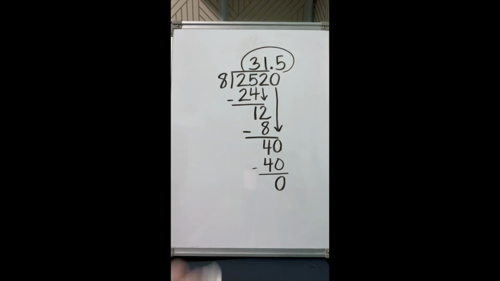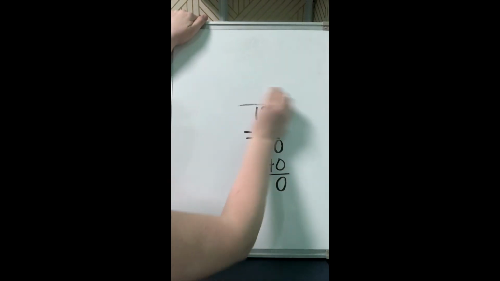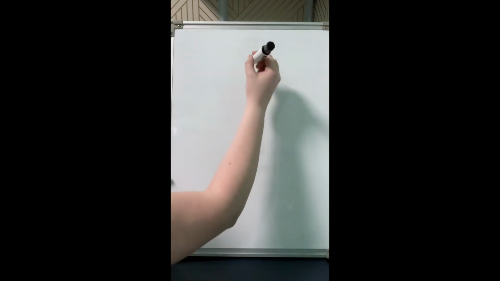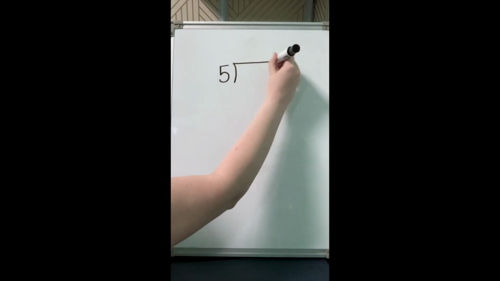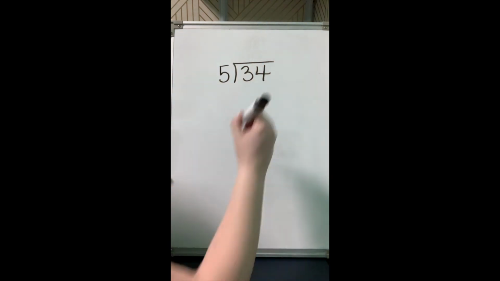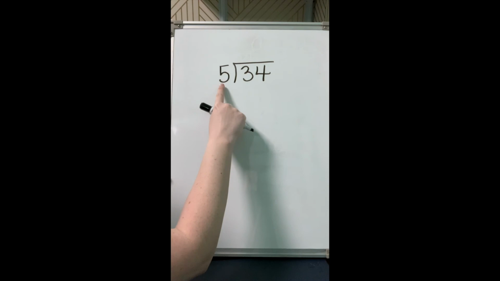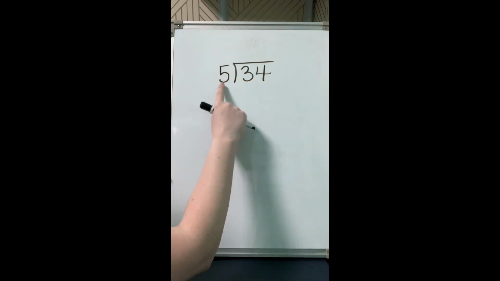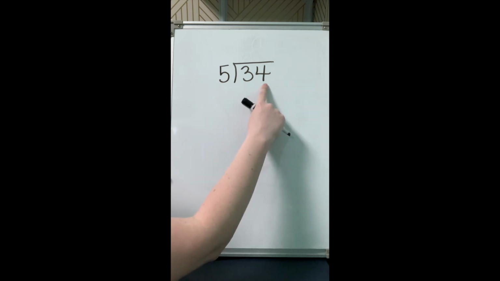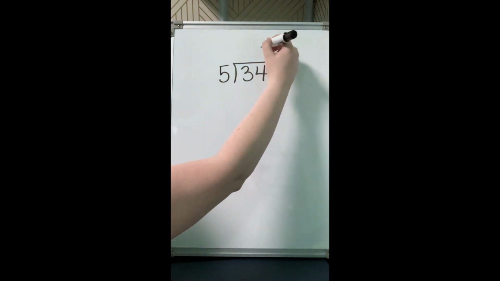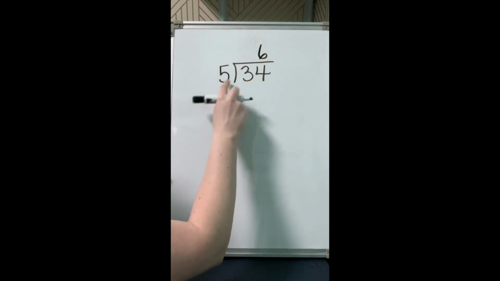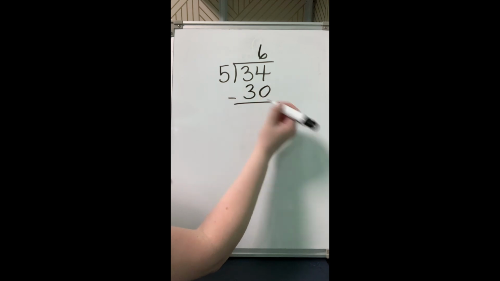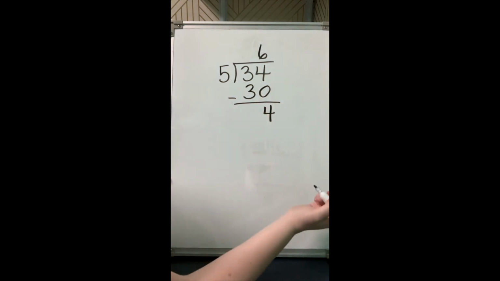Okay, let's do one more problem in this video. Let's do 34 divided by 5. Can 5 fit into 3? No, 5 can't fit into 3, so we're going to move on to 34. Can 5 fit into 34? The answer is yes. 5 can fit into 34 6 times. 5 times 6 is 30. Now we're going to subtract, and we get 4.